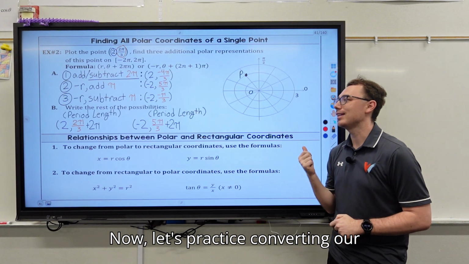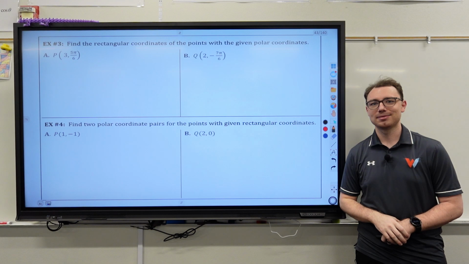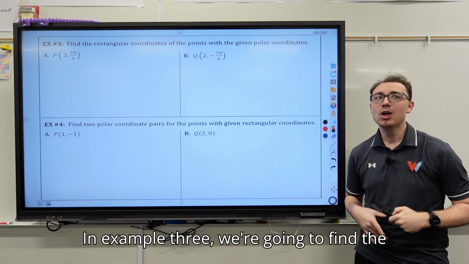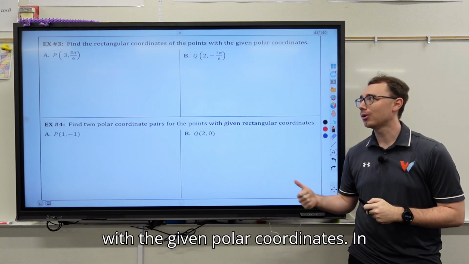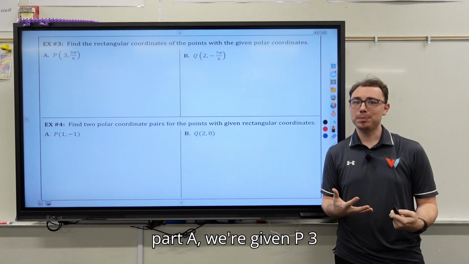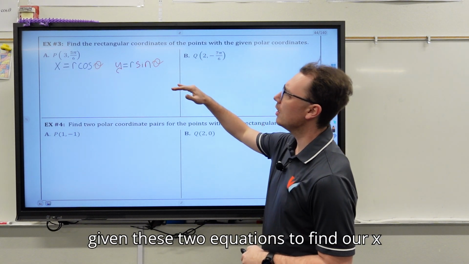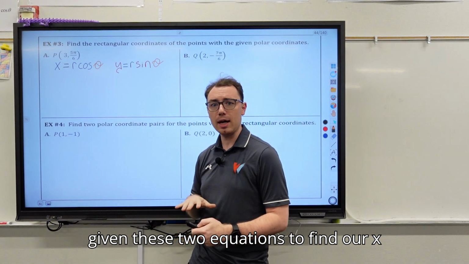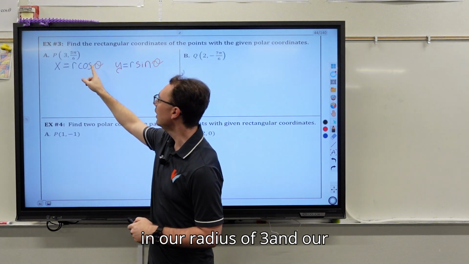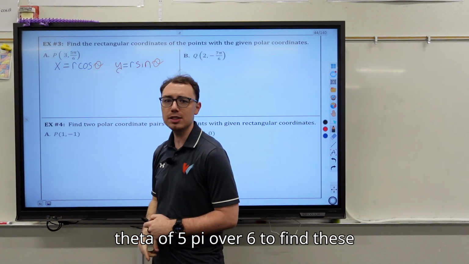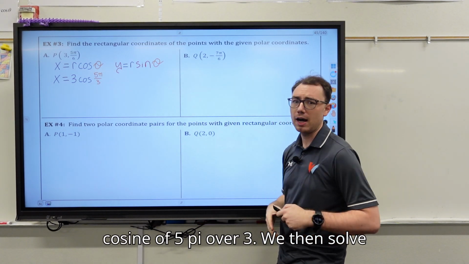Now, let's practice converting our polar coordinates to our rectangular coordinates. In example 3, we're going to find the rectangular coordinates of the points with the given polar coordinates. In part A, we're given (3, 5 pi over 6). So we're given these two equations to find our x and our y, and we're simply plugging in our radius of 3 and our theta of 5 pi over 6 to find these values. For x, we now have 3 cosine of 5 pi over 6.